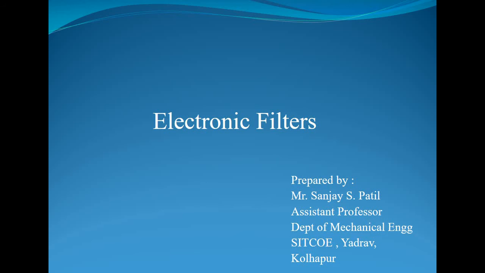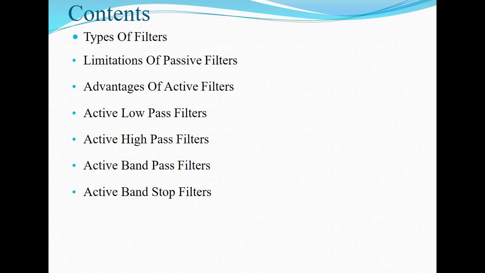Now let's see electronic filters. In this presentation we are going to see types of various filters, what is a filter, then limitations of passive filters, then advantages of active filters, then active low pass filter, active high pass filter, active band pass filter, and active band stop filters. Basically these are the various types. And we are going to see one by one.